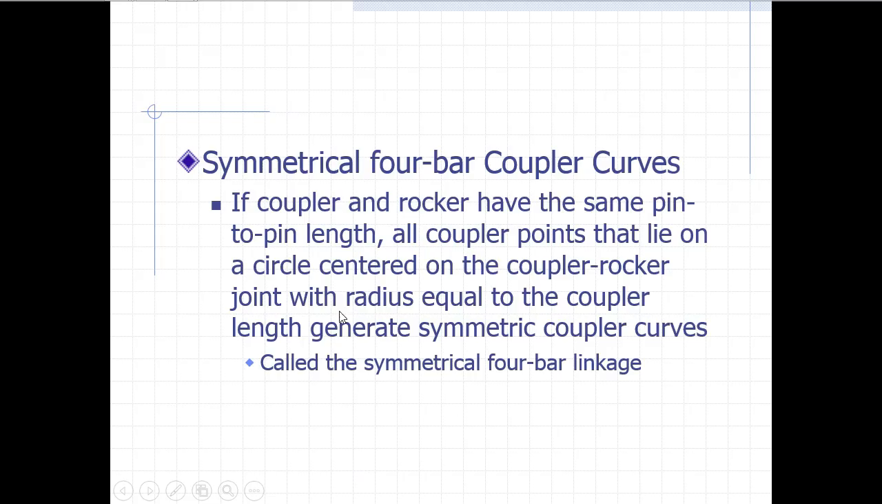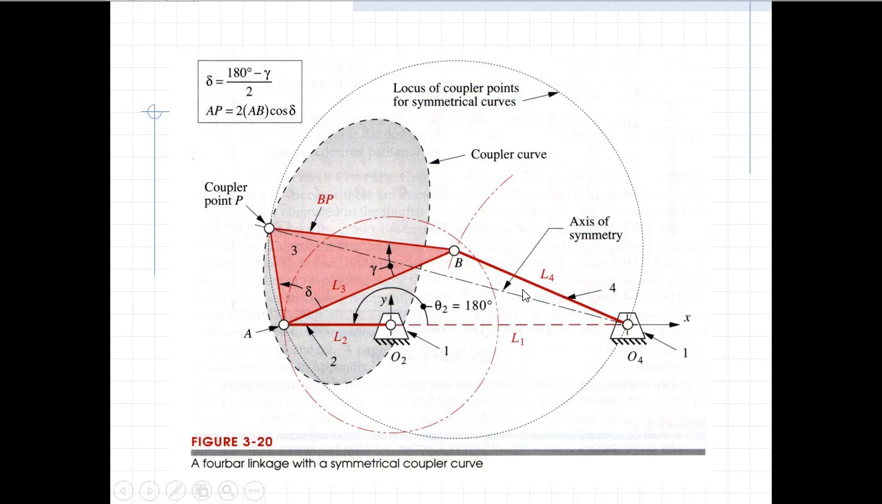That circle has radius equal to the coupler length. Okay, so let's go back. All coupler points that lie in a circle centered on the coupler rocker joint with radius equal to the coupler length. So this coupler point is on a circle, and that circle is centered at the coupler rocker joint, and the radius of that circle is equal to the coupler length, L3. Notice this coupler length is going from the center right over to here, which is on the circle, so that radius of the circle is equal to the coupler length.